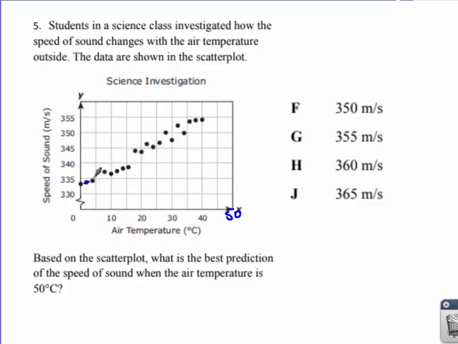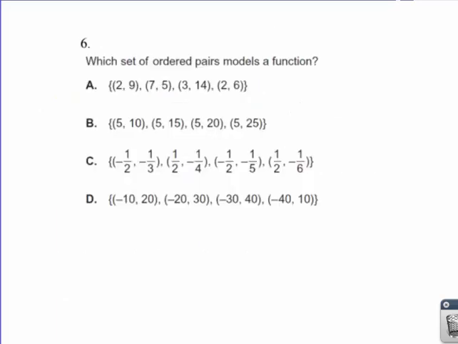So if we were to look at this, the line appears to be going just like that right there. So if we do that, we look at our Y scale, 30, 35, 40, 45, 50, 55. This next one should be 360. So if we look at that, the correct answer then should be H, approximately 360 milliseconds. Okay, moving on to the next one.